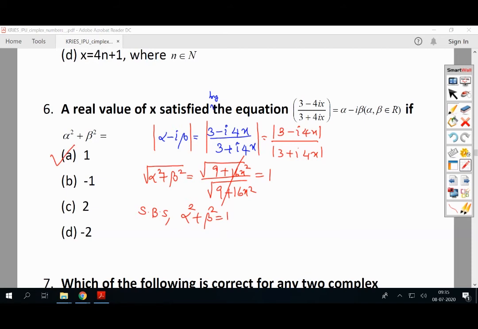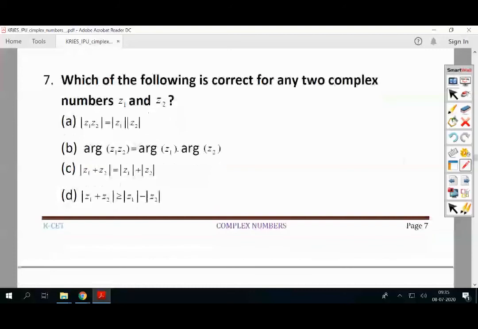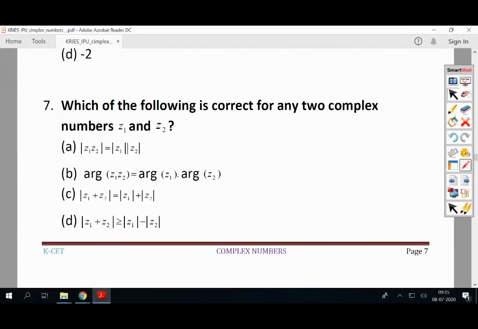Look at the 7th question. Which of the following is correct for any two complex numbers z1 and z2? Modulus of z1 into z2 is equal to mod z1 into mod z2. So this is nothing but modulus of z1 into mod z2. It is mod z1 mod z2. This is correct. Argument of z1 into z2 is argument of z1 into argument of z2.